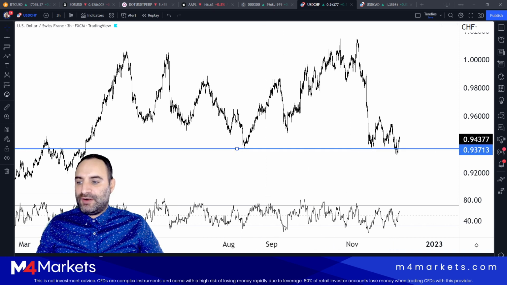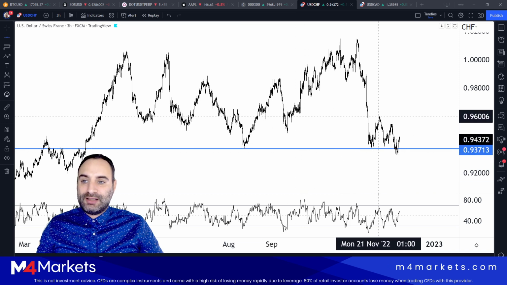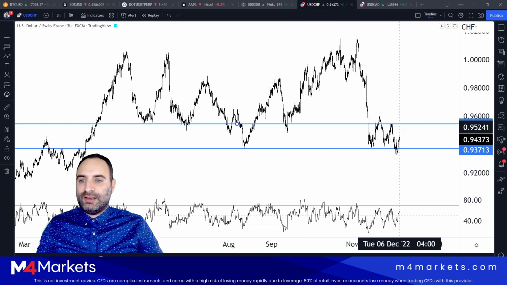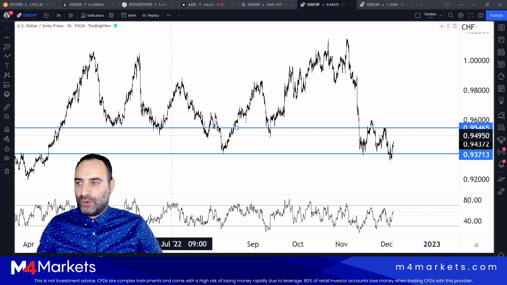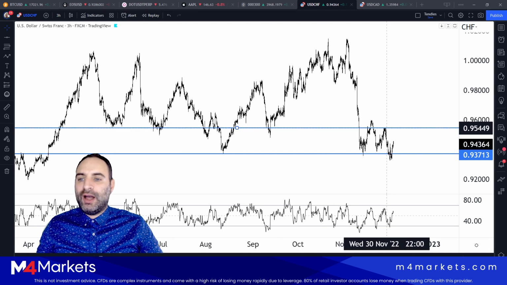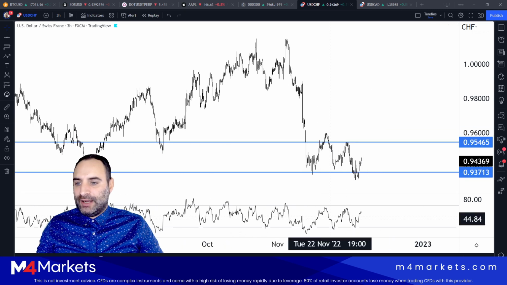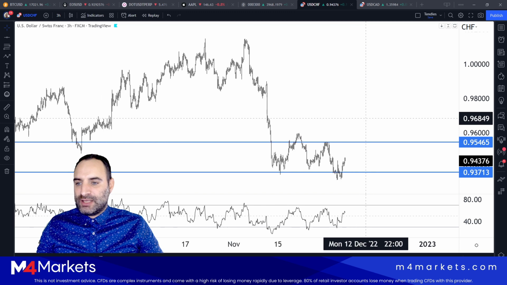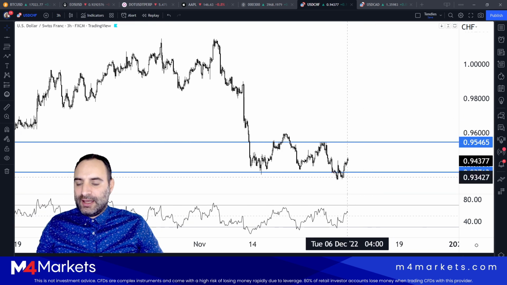That further bounce to the upside will have stiff resistance around the 94.80, but more importantly around the 95.50, because this is a higher activity level. Around this territory there is more activity than, for example, up at 96, but 96 is also a level.